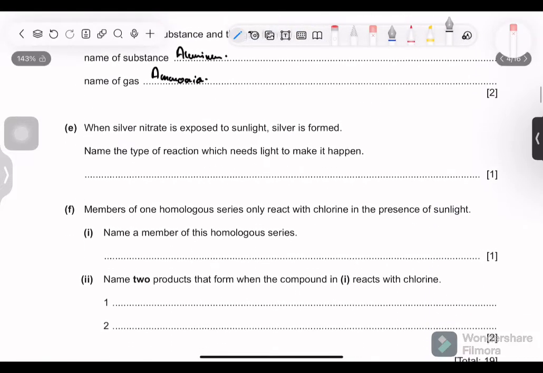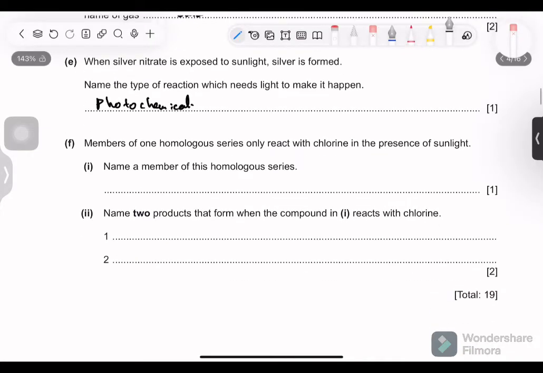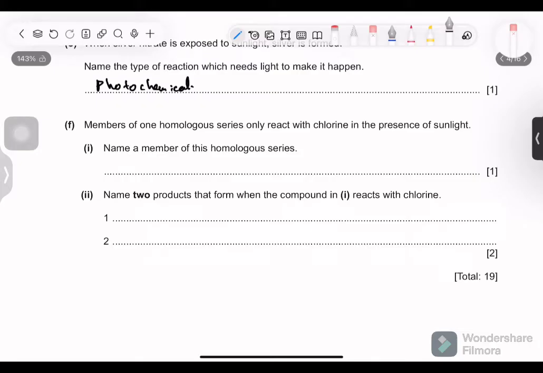When silver nitrate is exposed to sunlight, silver is formed. Name the type of reaction which needs light to make it happen. Photochemical reactions. Photo means light, chemical means reaction. Members of one homologous series only react with chlorine in the presence of sunlight. Name a member of this homologous series. So we know these are alkanes, which they're talking about. We need one named member. So alkane, we need one named member.